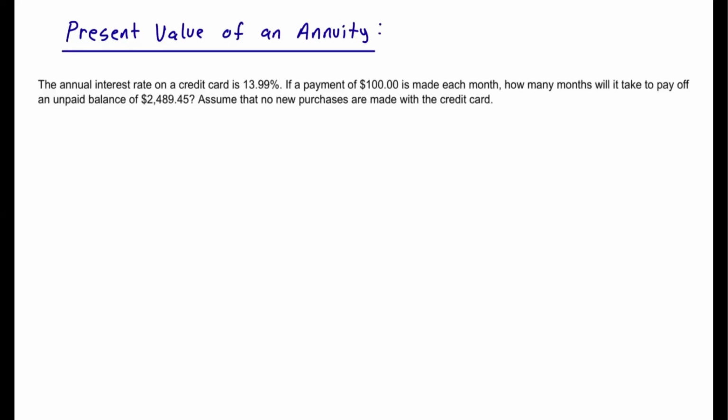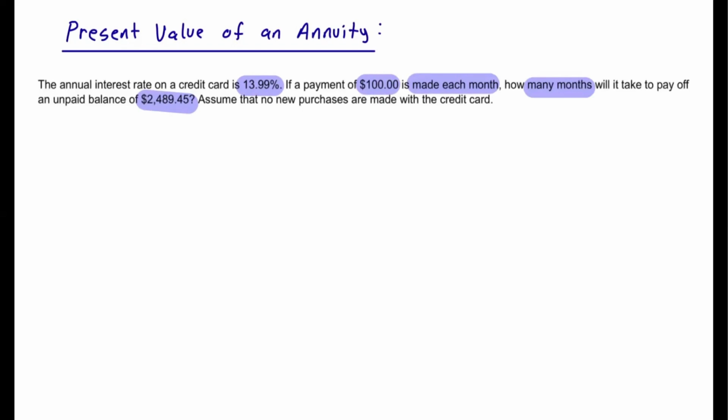Welcome back, everyone. Now we're going to talk about another example of present value of an annuity. Here's an example. The annual interest rate on a credit card is 13.99%. If a payment of $100 is made each month, how many months, so that's important, will it take to pay off an unpaid balance of $2,489.45? Assume that no new purchases are made with the credit card.